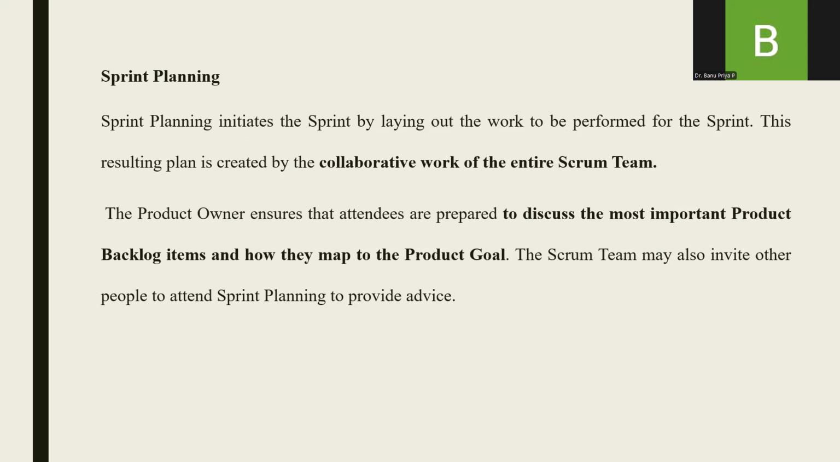What is sprint planning? Sprint planning is very important and it is collaborative work which happens inside a Scrum team. The product owner will ensure that everybody discusses what the product backlog is and where each user story should be kept inside the product backlog. How are we going to map the product backlog to the product goal, which user story will be completed first, and which user story will fit into which sprint? All these will be discussed under sprint planning.